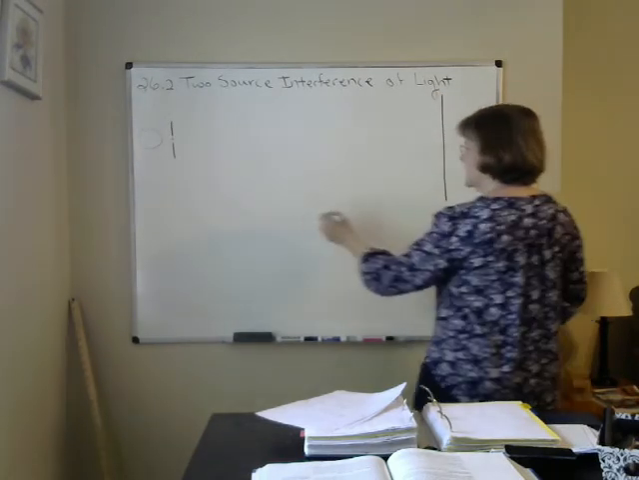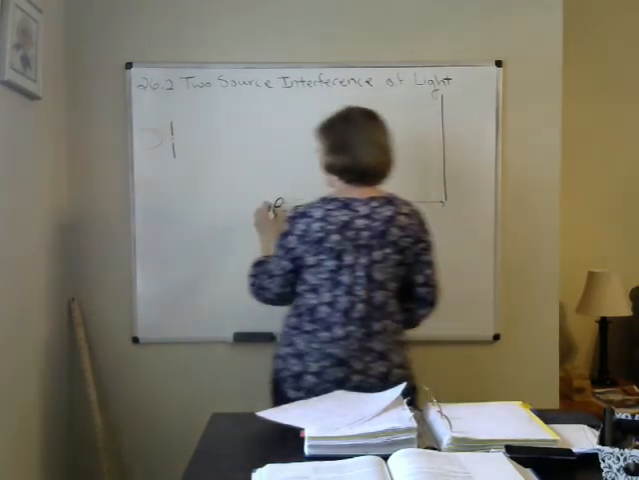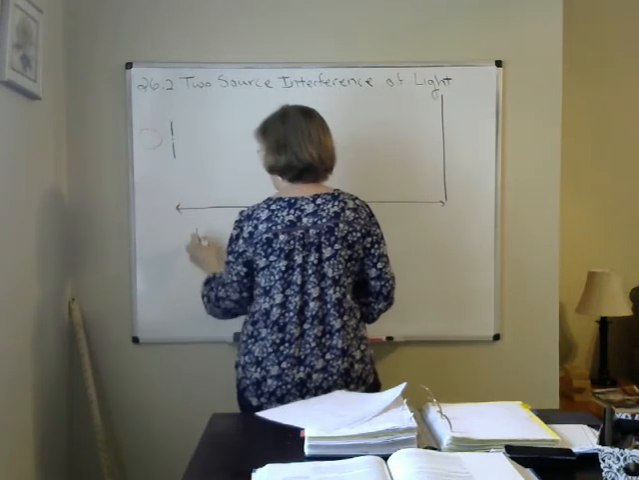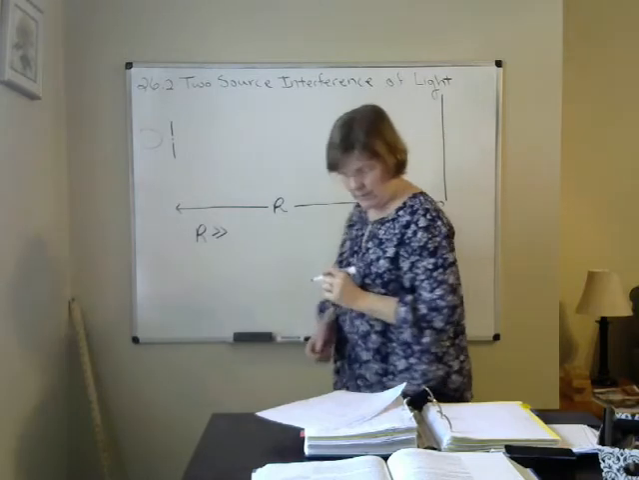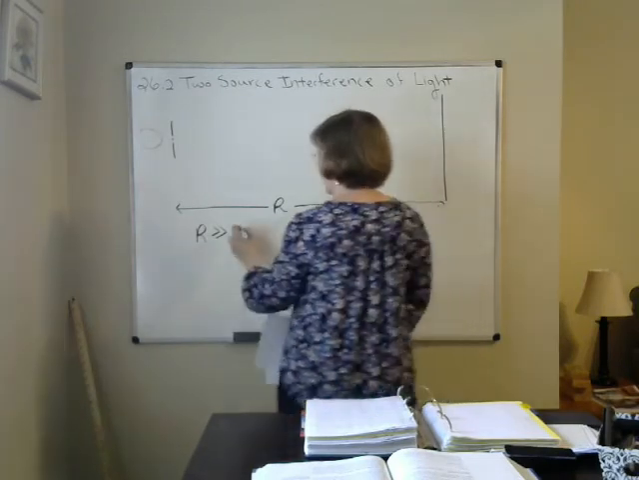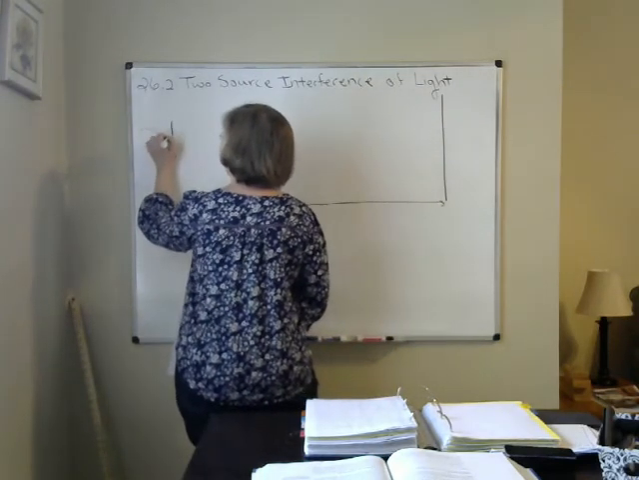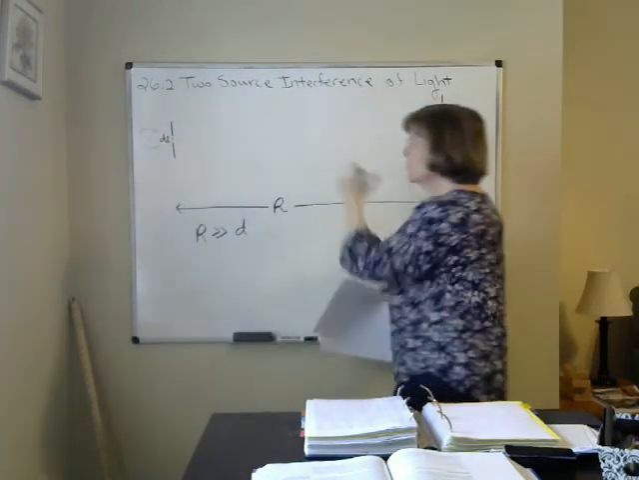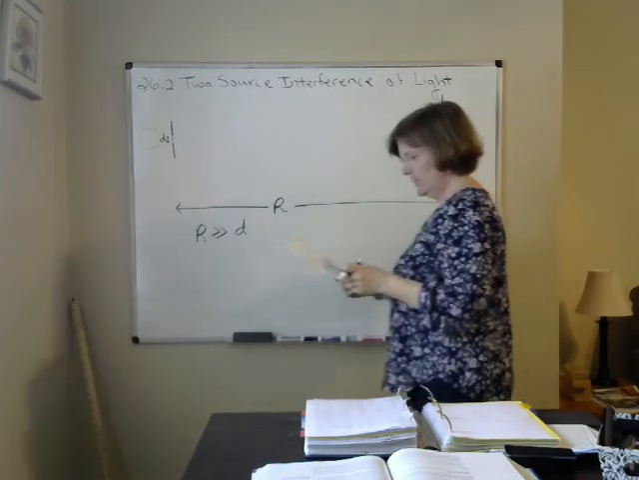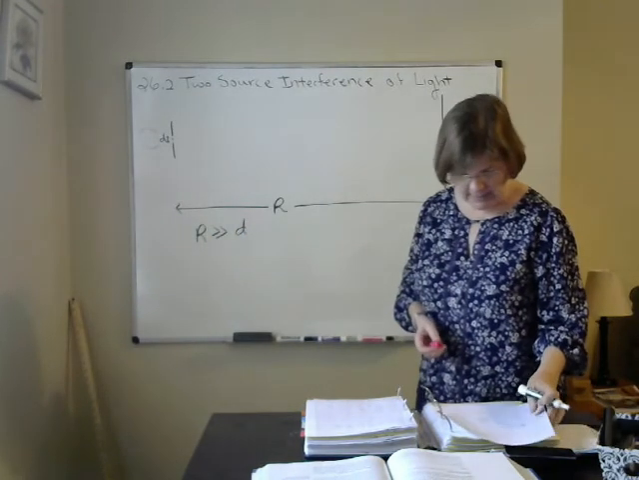Okay? The distance from the screen back to the slits is going to be R. And we know that R is going to be very large compared to D. And D is going to be the distance between my slits here. So that little distance right here between those 2 slits, that's D. Okay. You can see that R is very, very large compared to D. And I'm going to have to kind of blow up this part of the picture here in a minute so we can see what happens.